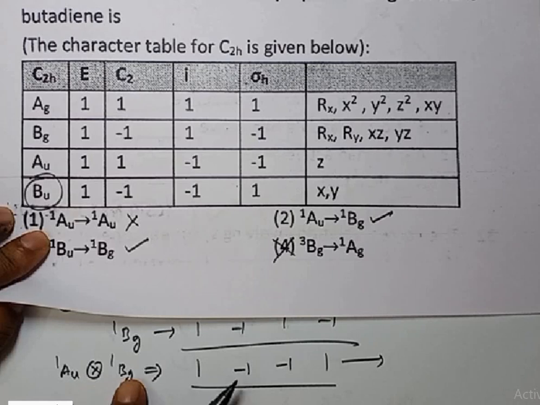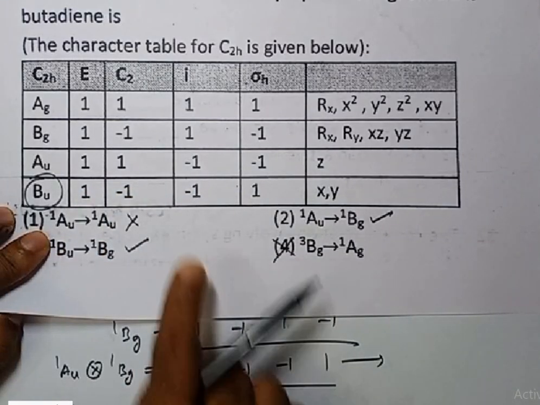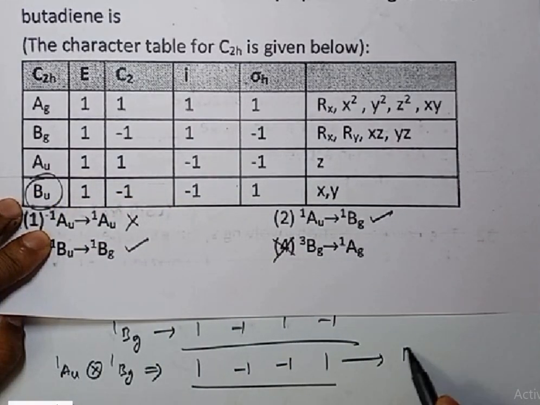After taking the direct product, we got some characters. These characters, if you analyze with the character table, belong to BU. Okay, I'll just put singlet BU. It belongs to singlet BU.